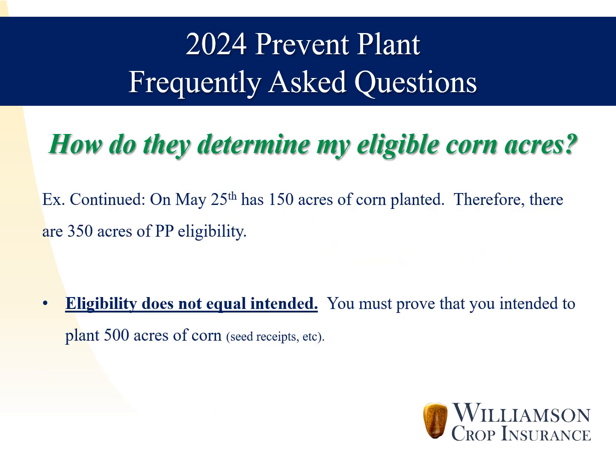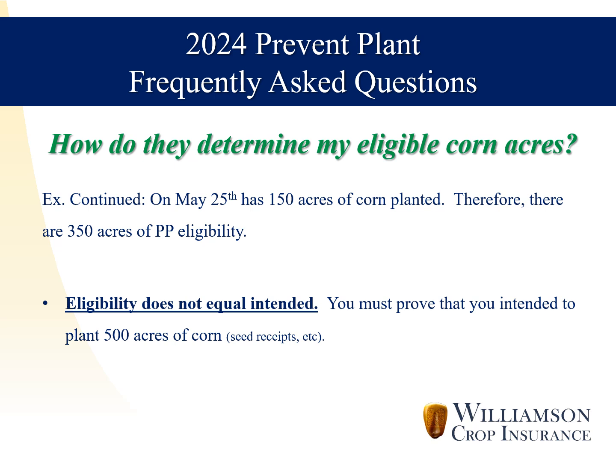Continuing on with that, let's say on May 25th, which was 6 days ago, everybody was going pretty hard around that time. May 25th, you planted 150 acres of corn. Therefore, in this situation, you have 350 acres of prevent plant eligibility left. And what I want to hone in on is, since you planted 150, you don't have 500 left. It's the 500 minus the 150 that you planted. You're eligible for the other remaining 350 acres.